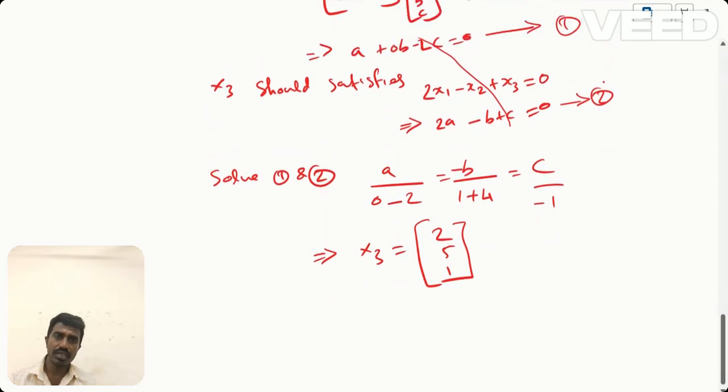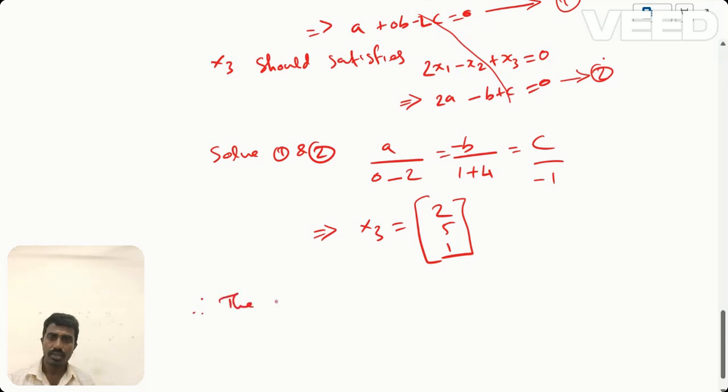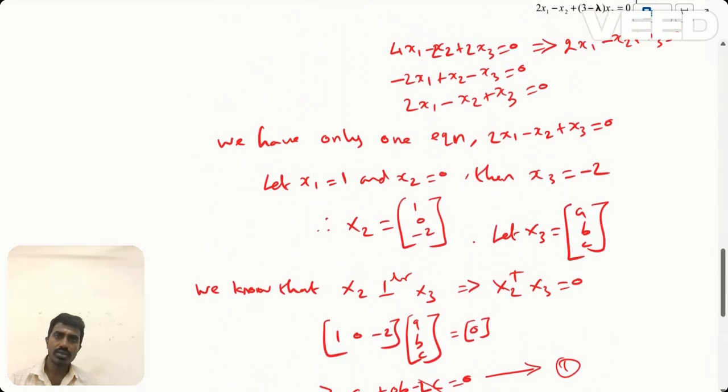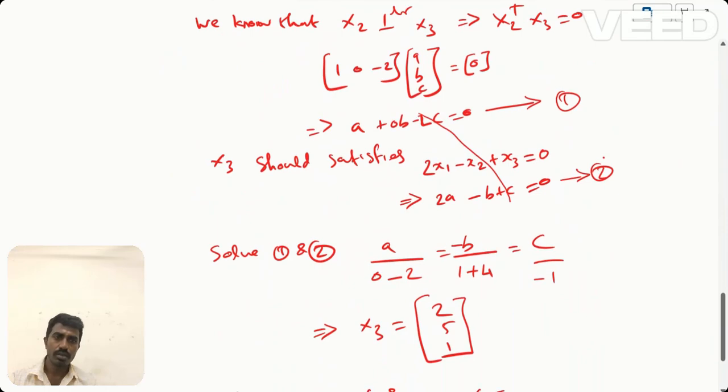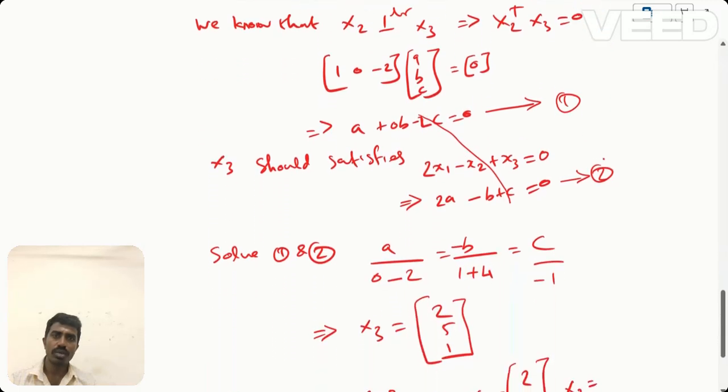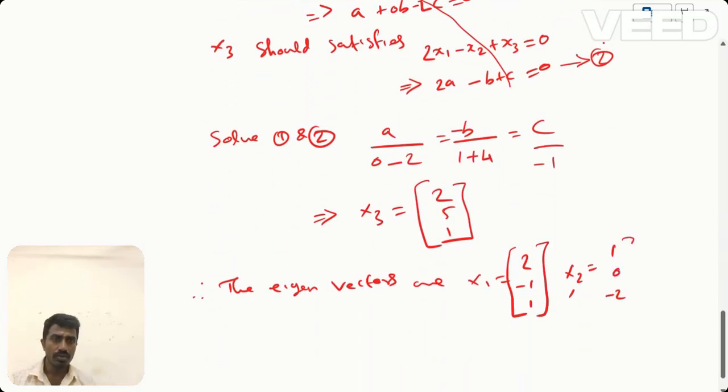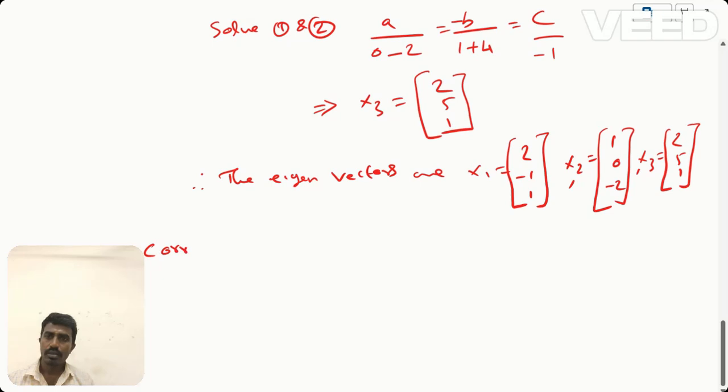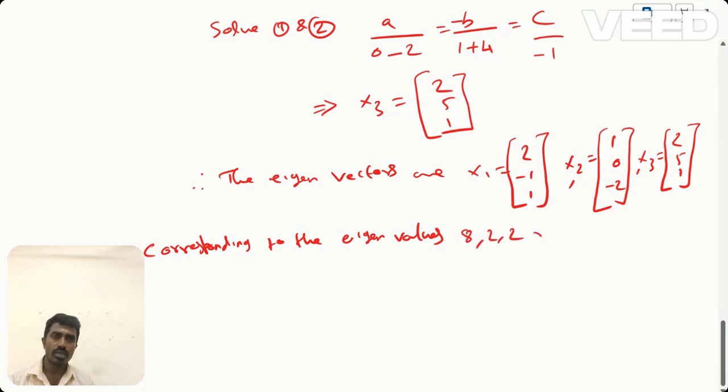Therefore the eigenvectors: x1 is 2, minus 1, 1; x2 is 1, 0, minus 2; and x3 is 2, 5, 1, corresponding to the eigenvalues 8, 2 and 2 respectively.